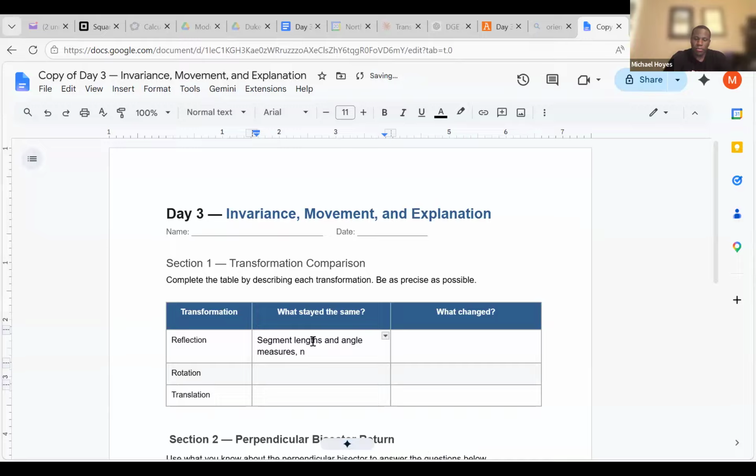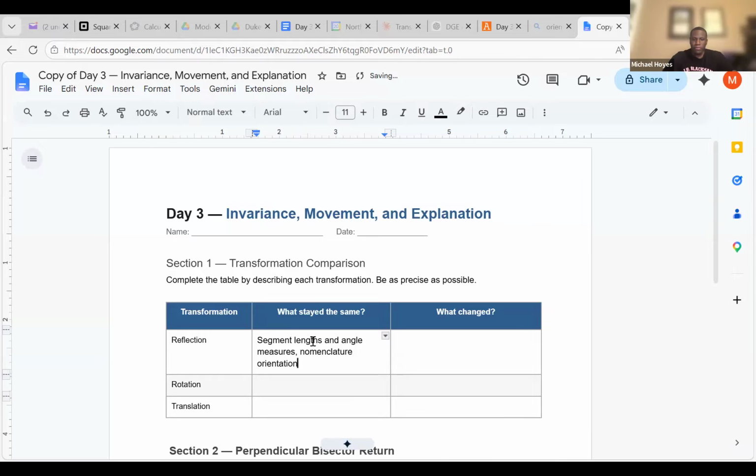So it's more like nomenclature orientation. I hesitate with orientation as a whole, because orientation changes with this, but I don't mind speaking about the naming convention being the same. The nomenclature orientation changes with reflection. Were you talking about rotation? Okay, I was thinking of rotations. I'll slide that down to rotation.